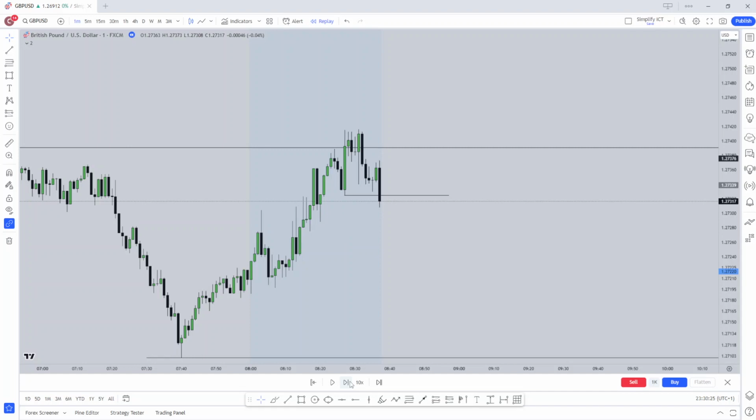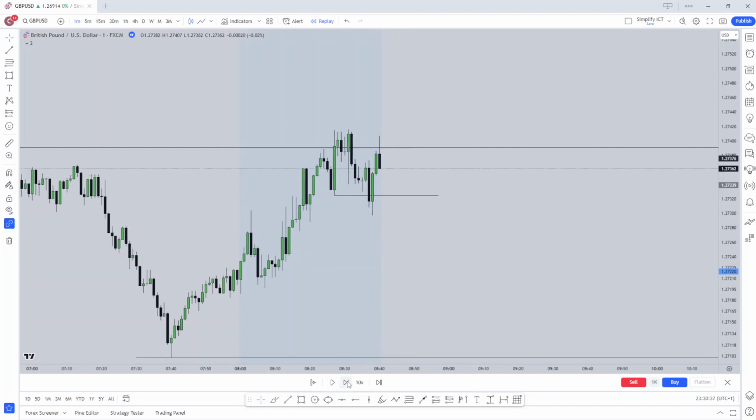Okay, as you can see, price broke the structure. However, where's the extreme FVG in this leg? Question, is there any extreme FVG in this leg? No. So what do we do? We don't take the trade. And watch what happens when we don't take the trade, guys. As you can see, there's no FVG in this leg, so no entry.